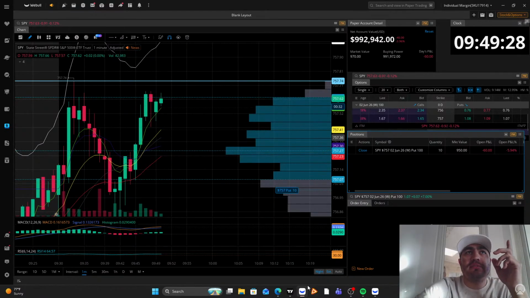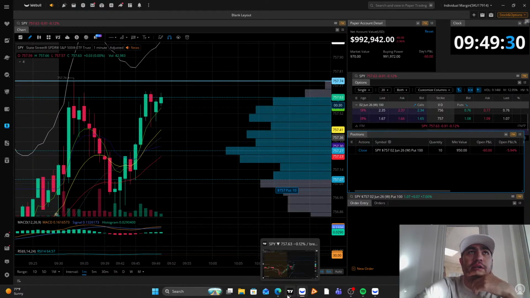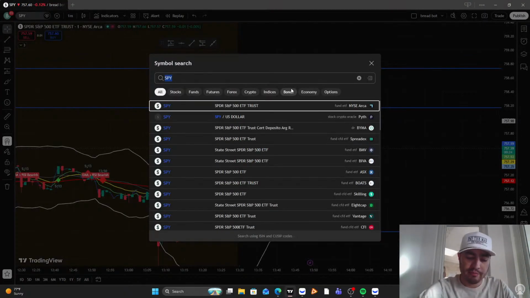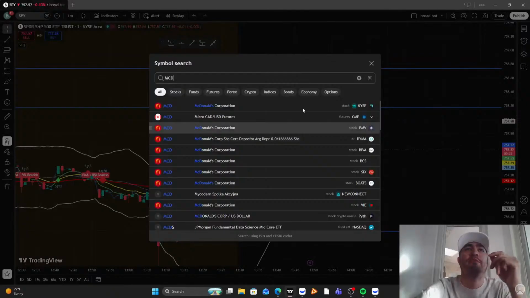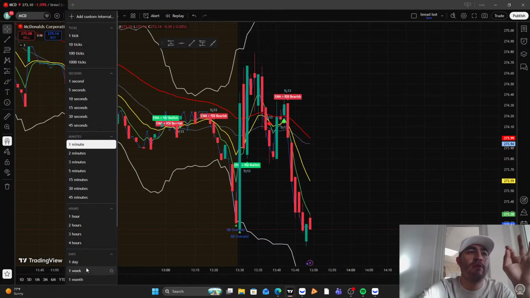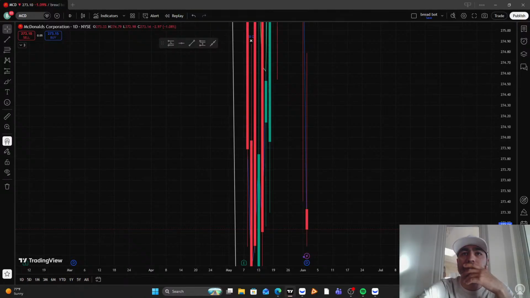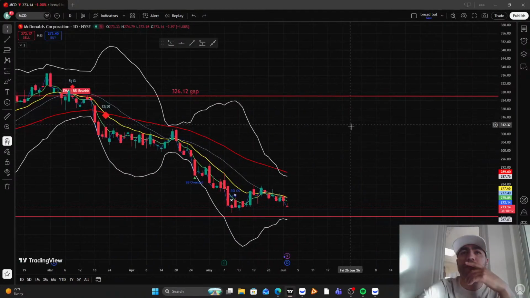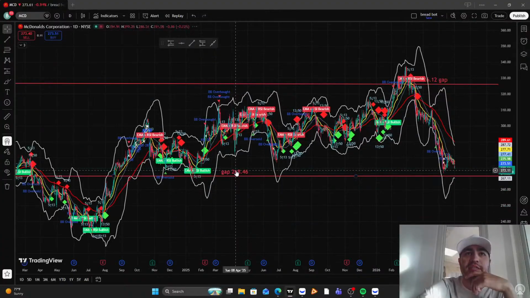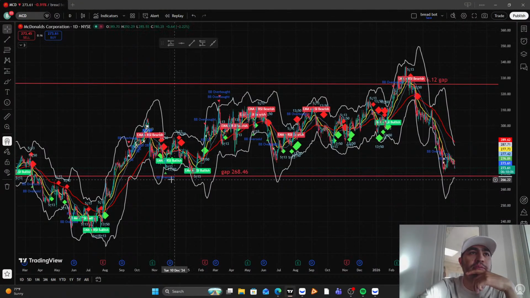All right, so while we're still in this play, I also wanted to look at a couple of other charts that I've been looking at. I know in the beginning I said I wasn't, but I just want to put you guys on here for McDonald's. McDonald's is almost right where I want it on the daily. Look, guys, we're almost so close to the buy zone. This gap at 263.